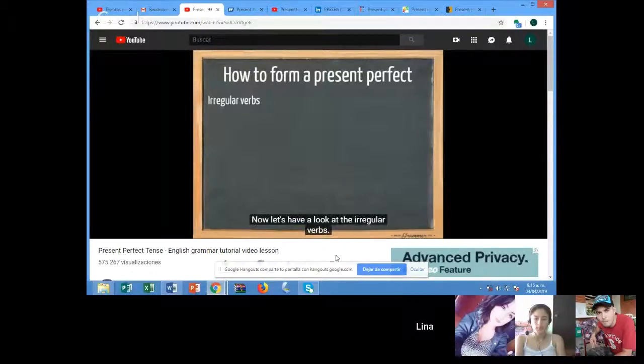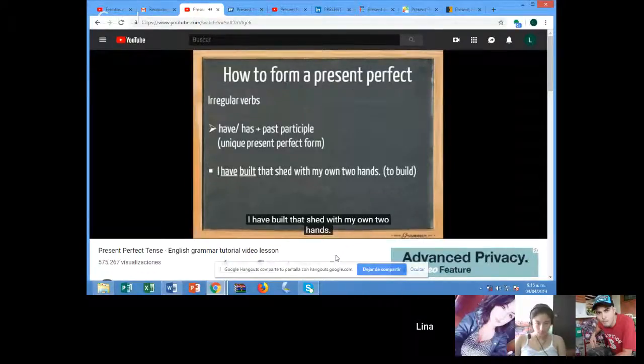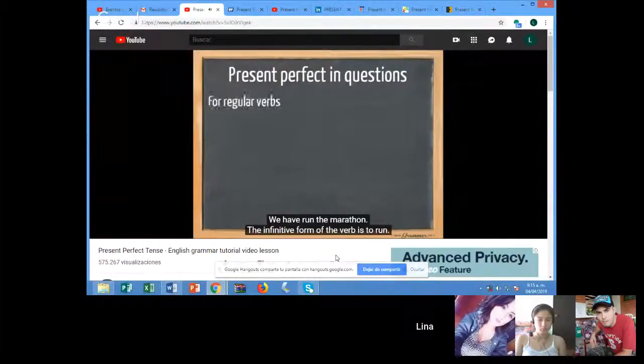Now let's have a look at the irregular verbs. For the irregular verbs, we also use the auxiliary verb to have and the past participle, but for the irregular verbs, the past participle has a unique present perfect form. Take a look at the examples. I've built that shed with my own two hands. The infinitive form of the verb is to build with a D. She has bought some flowers at the market. The infinitive form of the verb is to buy. We have run the marathon. The infinitive form of the verb is to run.